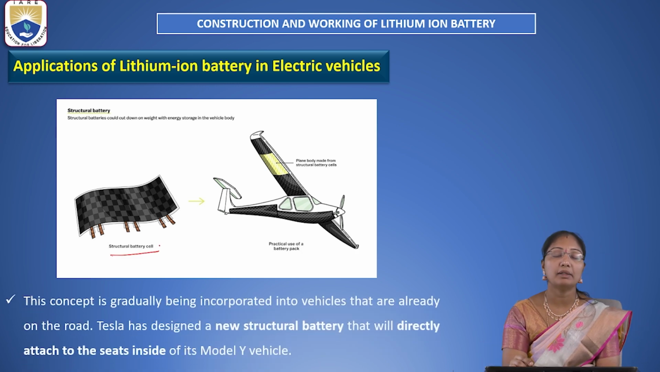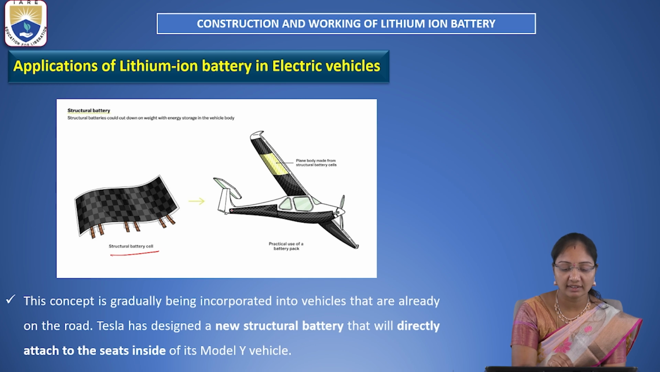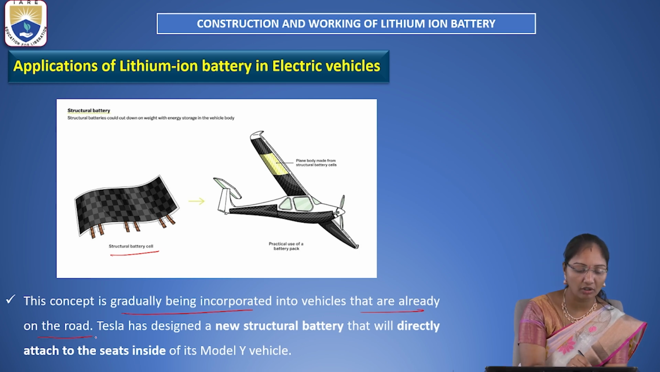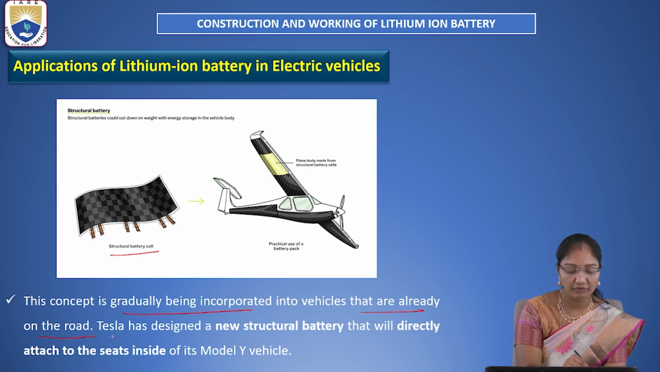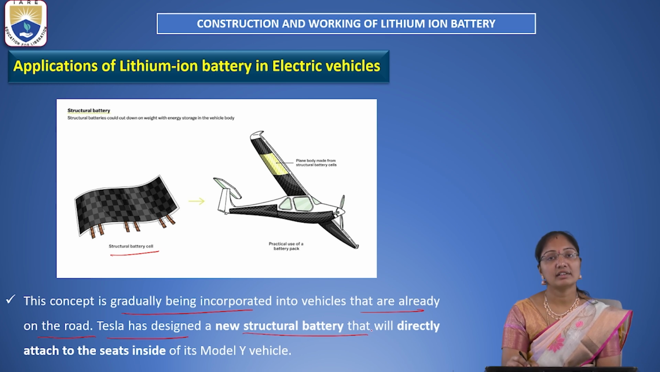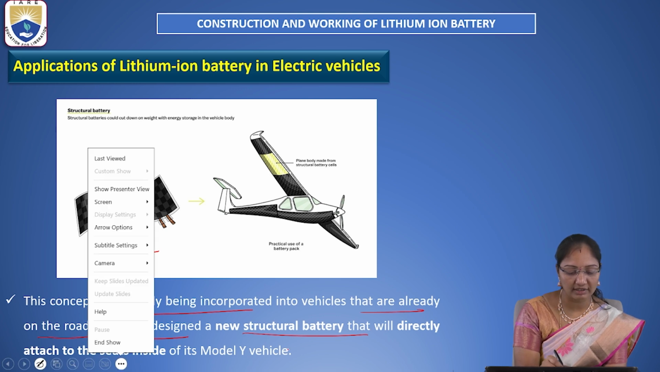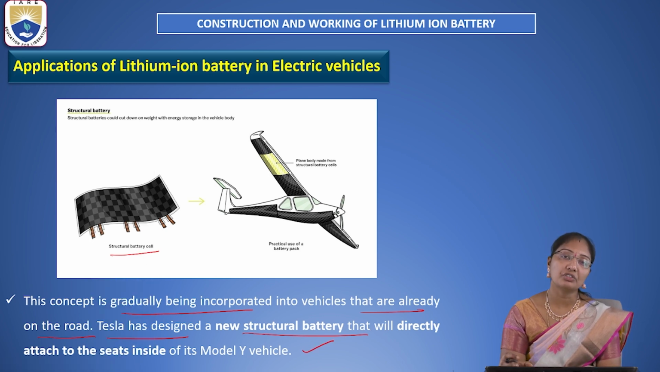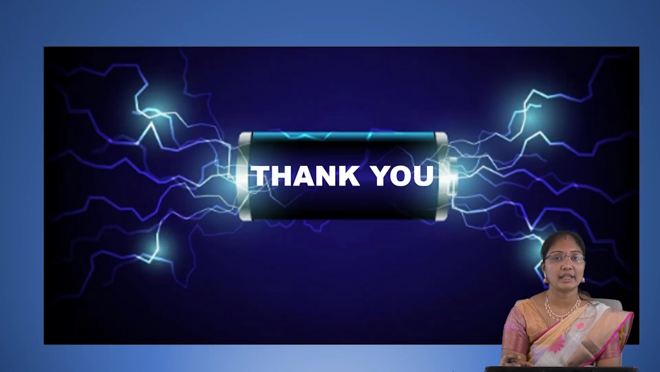This is the structural battery cell. Here we can see this is used as a layer, like in air vehicles. This concept is gradually being incorporated into the vehicles that are already on the road. Tesla, one of the famous companies, has designed a new structural battery that will directly attach to the seats inside its model vehicles. So it is a growing potential market. These lithium ion batteries play a very crucial role, starting from smartphones to electrical vehicles.